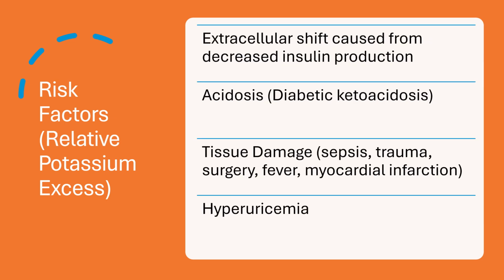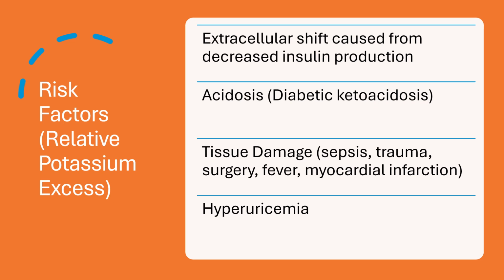Some of your relative potassium excess can be caused by extracellular shift from decreased insulin production. Because remember, insulin works as that little key to open up the cells. So if I don't have the key, then I am at risk for hyperkalemia.